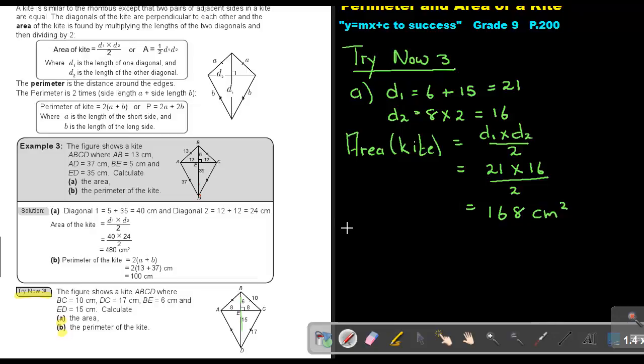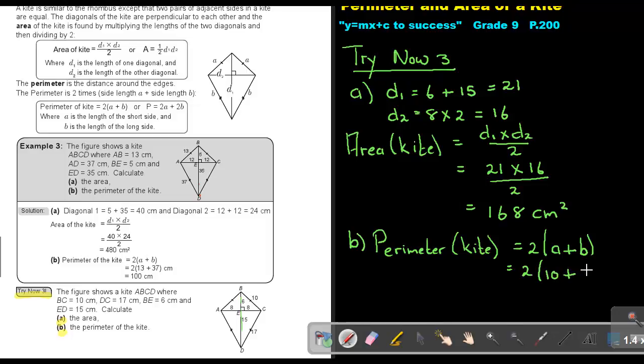Okay, and then the perimeter. So if I find the perimeter of the kite, that's going to be 2 times A plus B. So that's going to be 2 times, and now this is going to be 10, the short side, plus the long side, and I multiply it by 2, and I will get 54 centimeters, and that will be the perimeter of the kite.